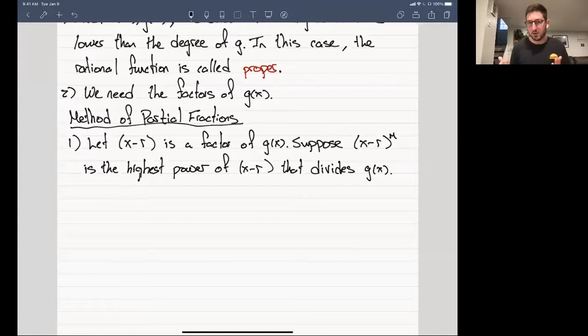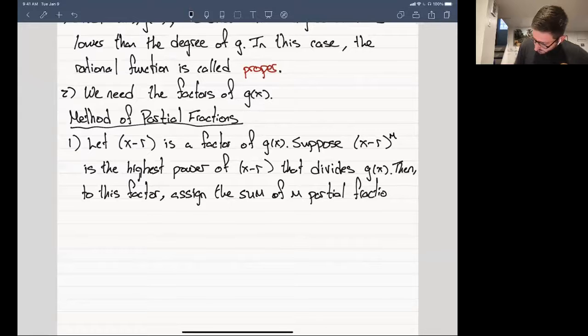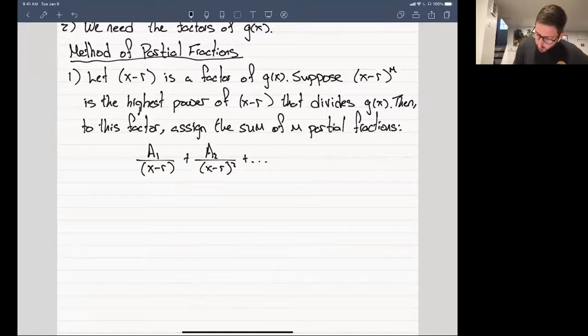Right, so again, this is just an mth root. It could be 1, or it could be 2, or it could be 3, depending on what g is, right? Then, to this factor, assign the sum of m partial fractions. And this is going to look like this. So this is, again, a complicated theoretical process, but we're going to see with the examples how to do this. Some number over the factor, plus some other number over the square of the factor, plus some number over the cube of the factor, all the way up to the highest factor that can be pulled out of this thing.